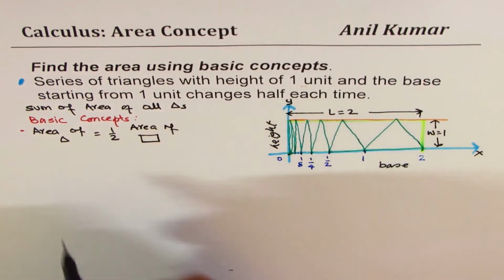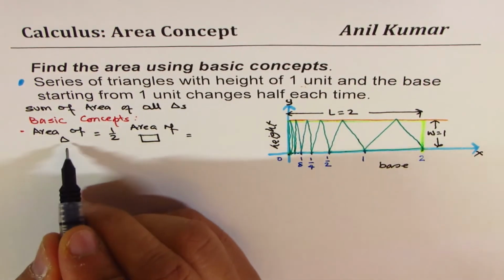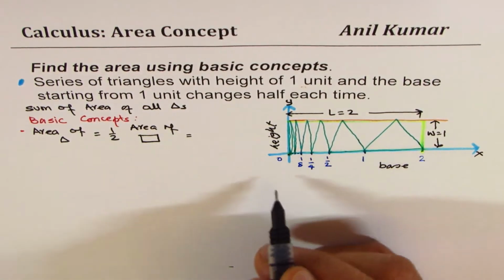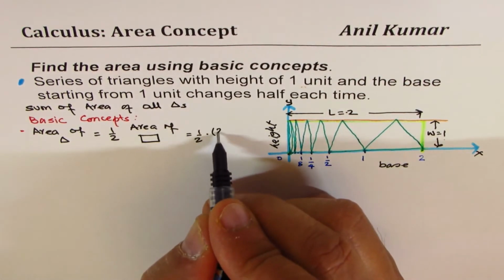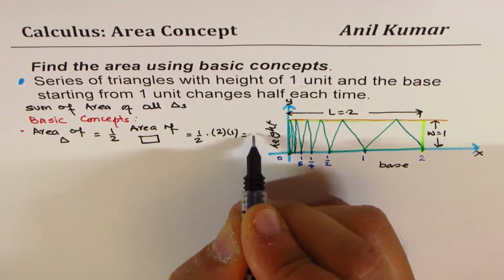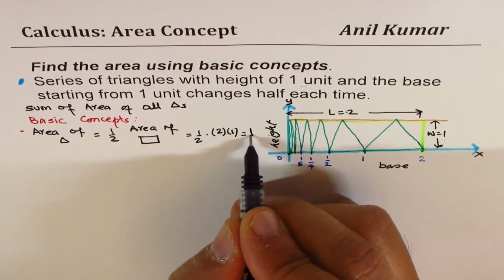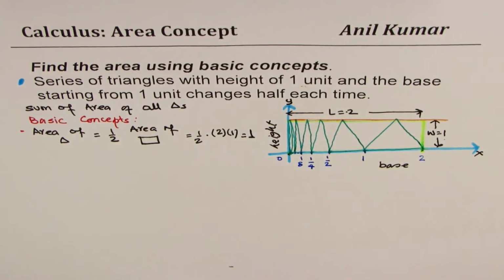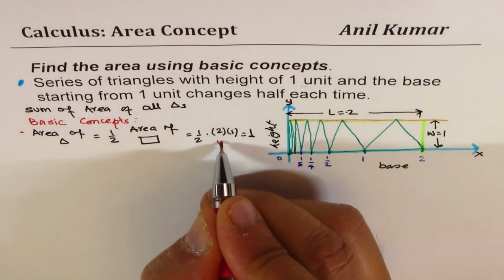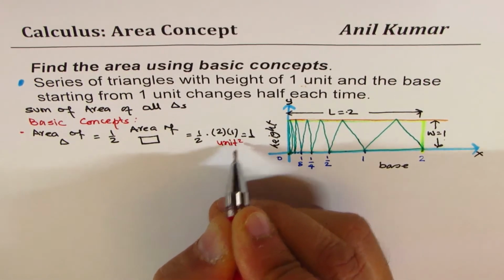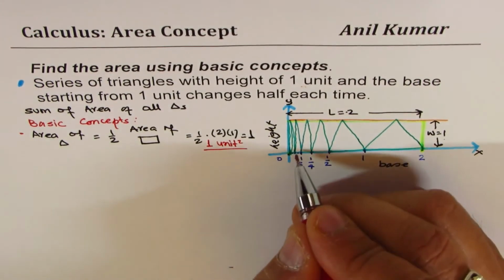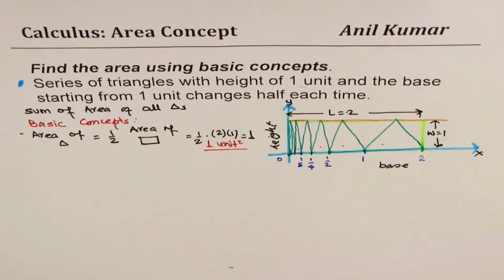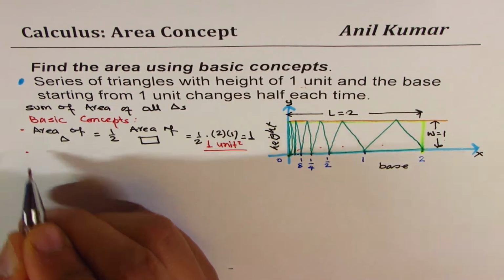So what is the area? So we get sum of all these areas of triangles is half of length times width, that is 2 times 1, and that gives me how much? 2 divided by 2 is just 1, right? And the units is unit square. Let me write down in red, unit square. So we get 1 unit square as the area of all these triangles. Is it okay? This is our very basic concept. Let's go to the second concept.